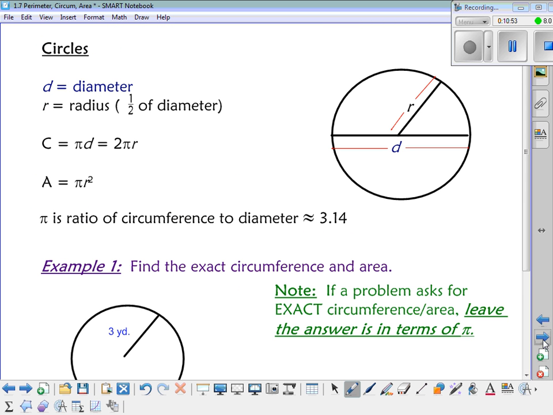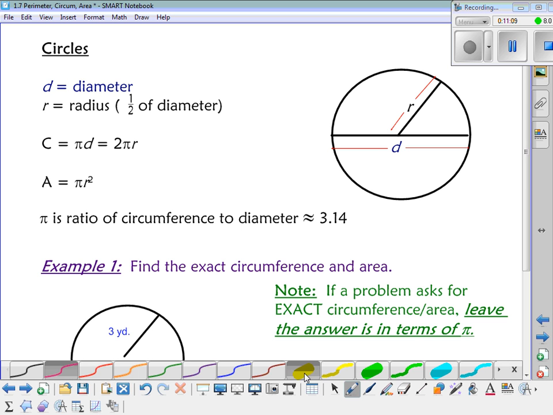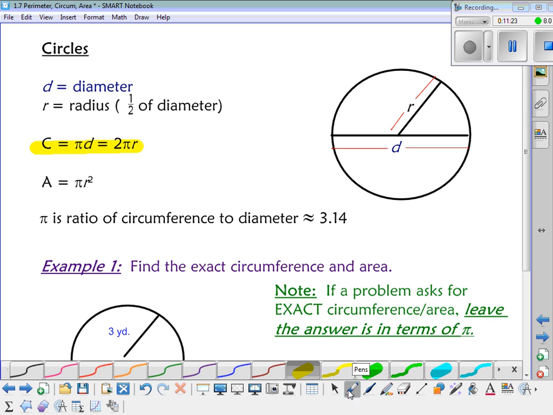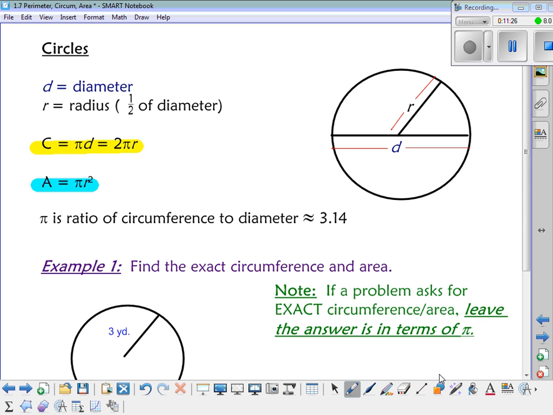Next we're going to talk about circles. For circles, we're going to use D for diameter and R for radius, and the radius is half of the diameter. So circumference, you can do it either pi times the diameter or 2 pi r, either of those, because of course 2r is the same as the diameter. And then for the area, we use pi r squared. Area is in square units, so area is the one with the r squared.